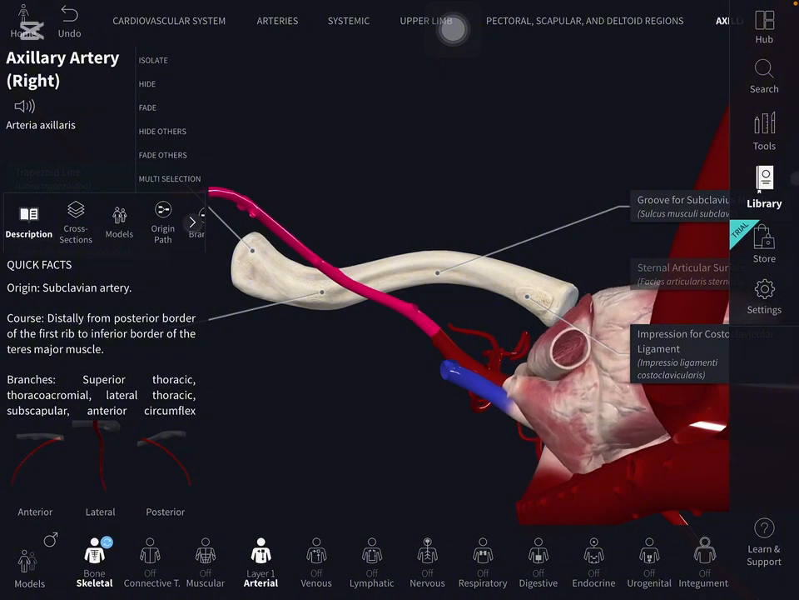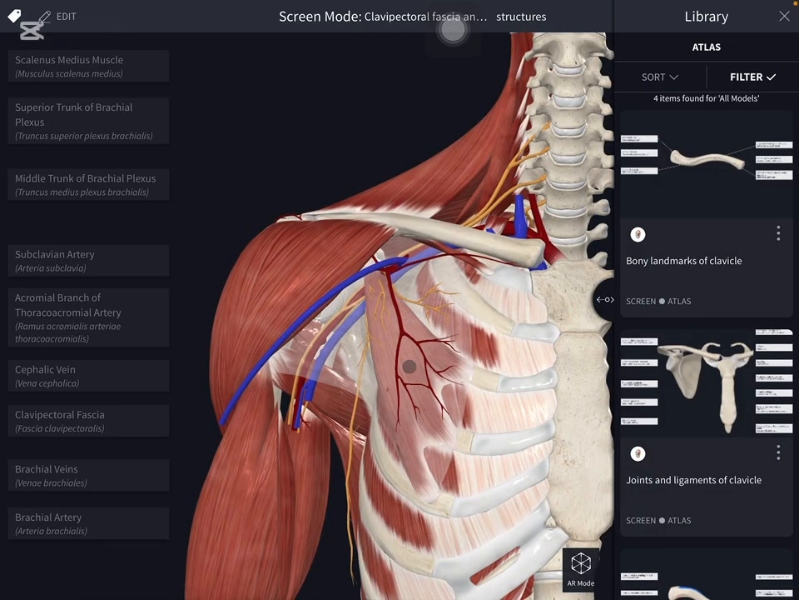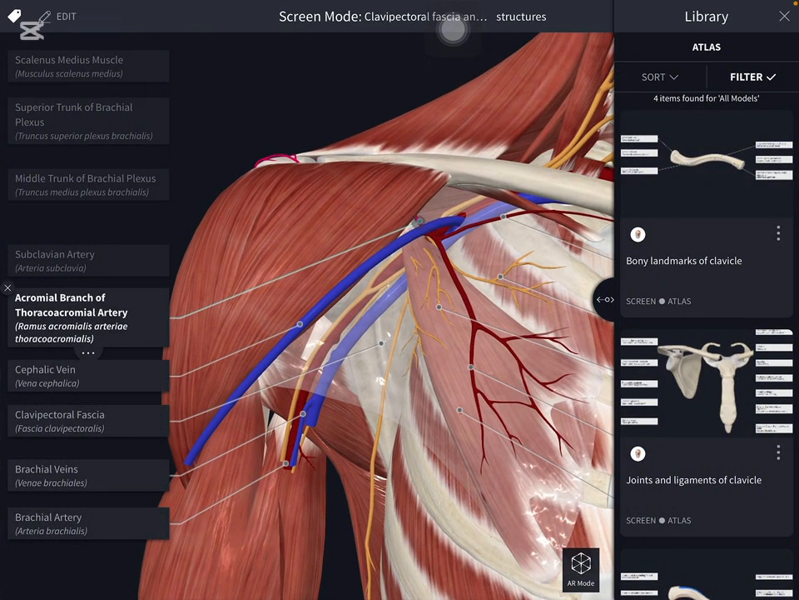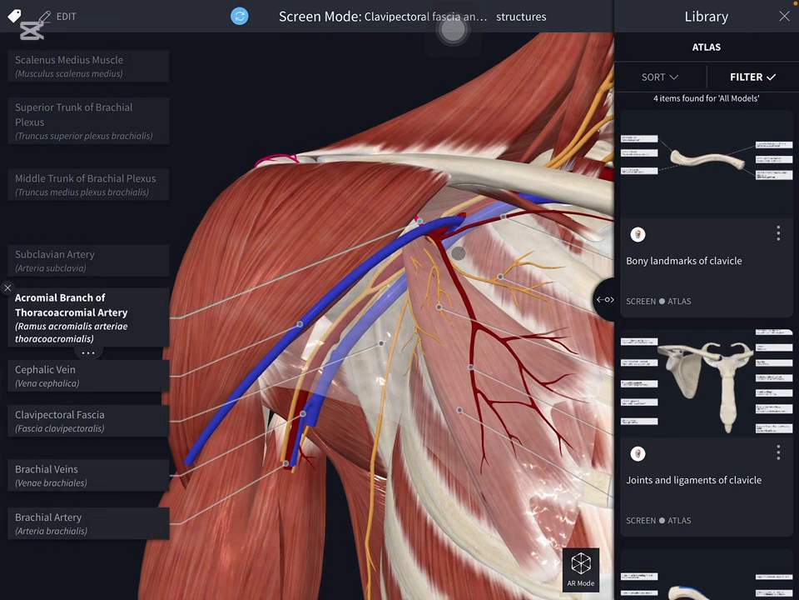Now I'm going to show you the acromiothoracic artery. Here is the acromion branch of the acromiothoracic artery. So when a fracture involves the lateral part of the clavicle, it can cause injury to the branch of the axillary artery, for example the acromiothoracic artery, which is passing behind the clavicle.